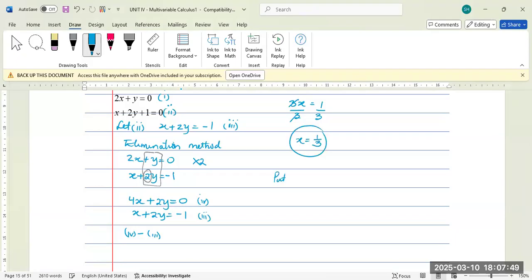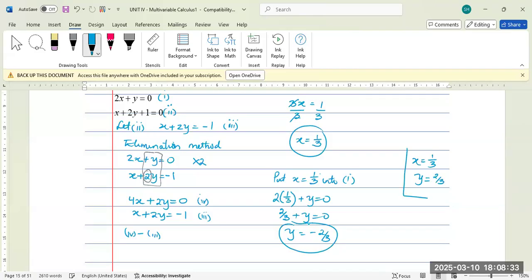Put x equals a third into any one of the equations. Call it equation 1. I always like going back to the original equation. So I'm going to have 2 times a third plus y equals 0. 2 times a third is equal to 2/3. 2/3 plus y is equal to 0. I want y to be the subject, so I'm going to say y is equal to negative 2/3. And that is going to be my answer. So x is going to be equal to 1/3, and y is equal to negative 2/3.